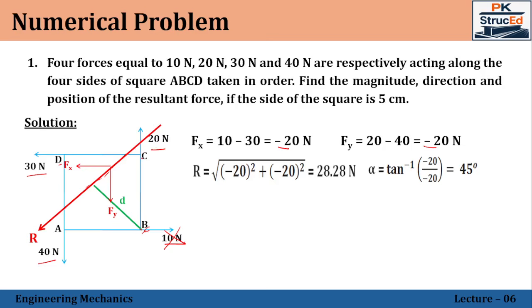So here the 20 Newton force is acting at C, but the line of action, you can see, is passing through the point B. So this 20 Newton force also will not create any moment about the point B. Let us move with the 30 Newton force.